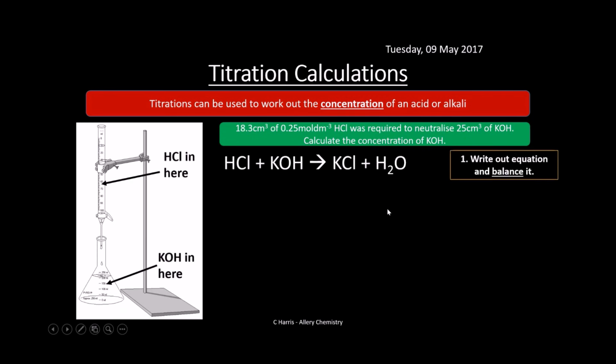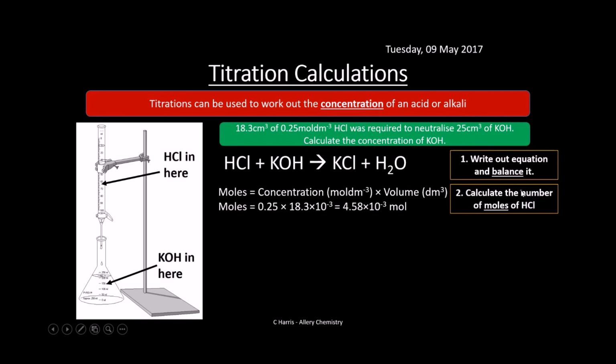Okay, so the first thing we have to do is write out an equation, make sure it's balanced. So here's the equation: acid plus alkali gives salt plus water, all balanced, ready to go. Okay, adding hydrochloric acid in here, so potassium hydroxide in your conical flask.